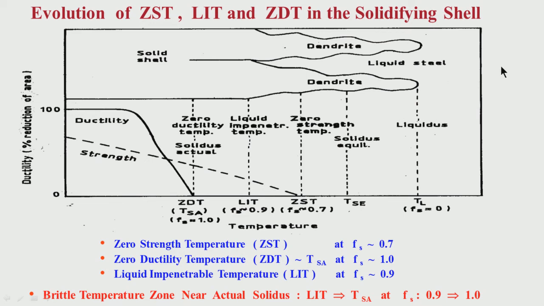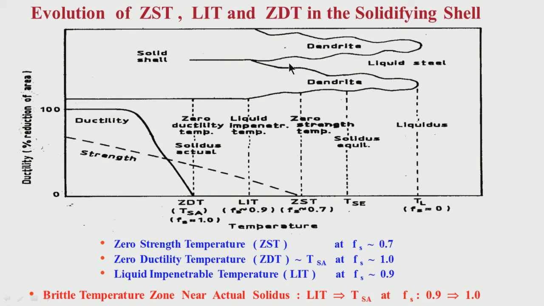I think it should be clear to you by this time that though dendrites have started developing strength at around say 0.7 solid fraction, they do not have toughness. They start developing toughness only after the solidification is complete. But in the temperature region between say solid fraction of 0.9 and 0.7, there is no toughness, but even if the cracks form, sufficient liquid is still there during solidification in this temperature region between LIT and ZST, that means between the solid fraction of 0.7 and 0.9. So even if there are crack formations, there will definitely be crack formation, but these cracks are held up by the adjacent liquid steel between the dendrites.